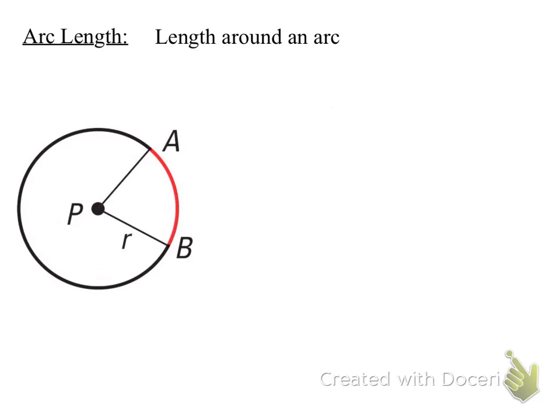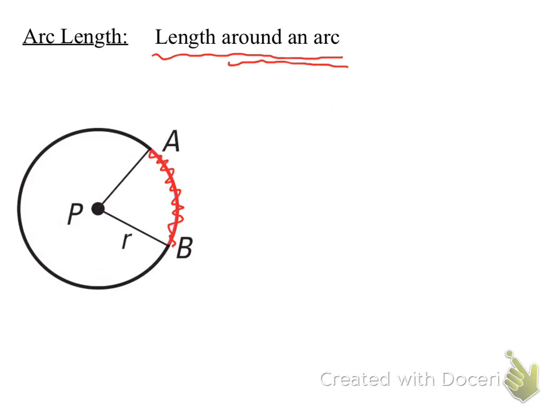Now we have circumference and arc length. Arc length is the length around an arc, meaning it is still on the circle. We're going from point A to point B, on this red part here. It is quite different than a segment. It is not the shortest distance. It is around the arc, so it is a part of the circumference. This is the curved distance if we're talking about arc AB.